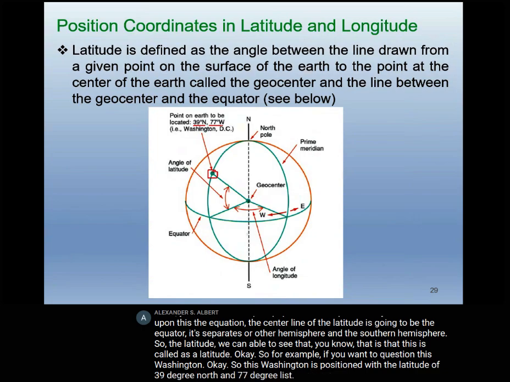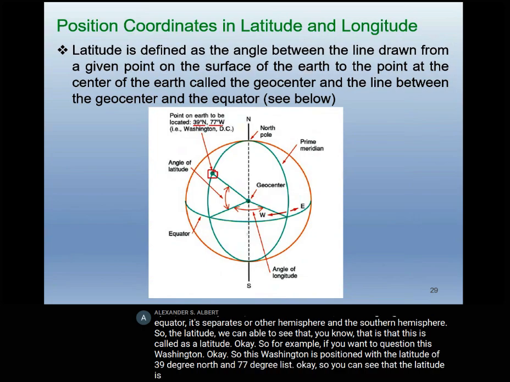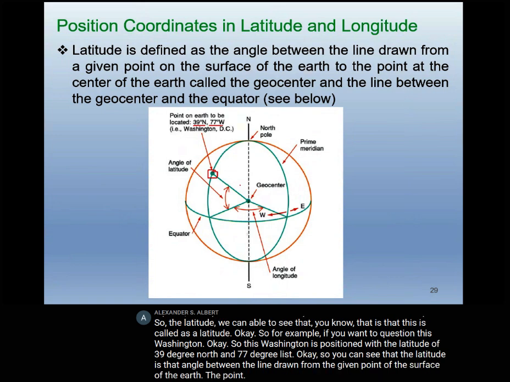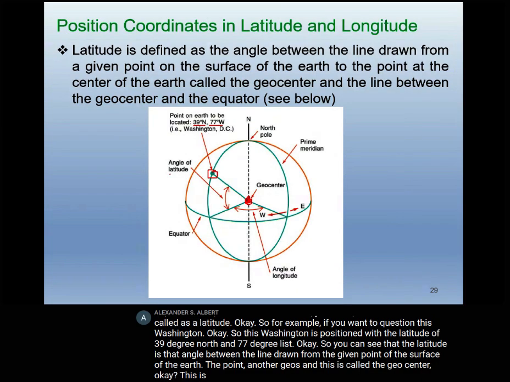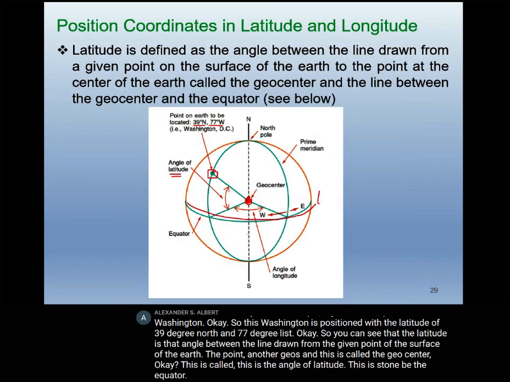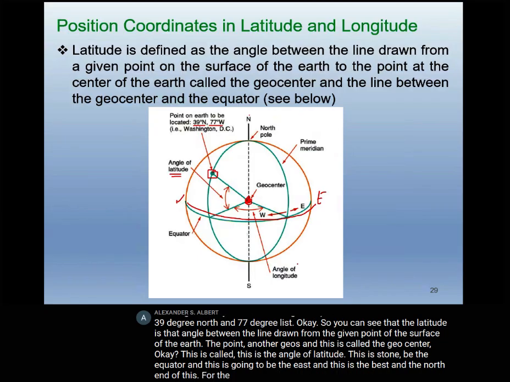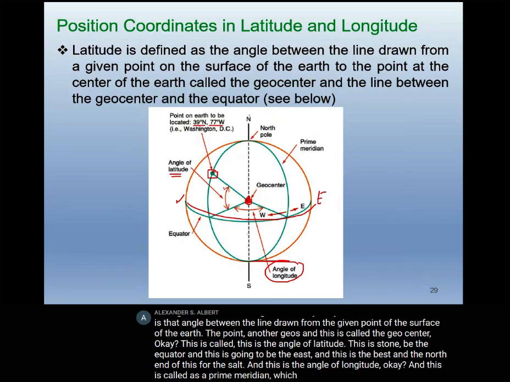So we can say that the latitude is the angle between the line drawn from the given point on the surface of the Earth to the geocenter. This is called the geocenter. This is the angle of latitude. This is shown to be the equator. This is the east, this is the west, and the north, and this is the south. And this is the angle of longitude. And this is called the prime meridian, which connects these two points.